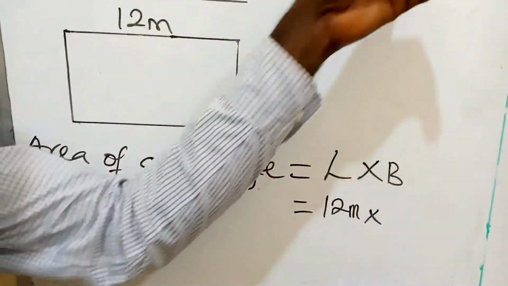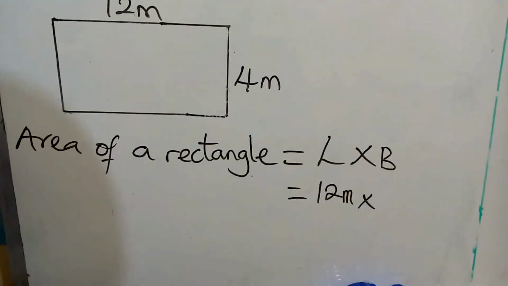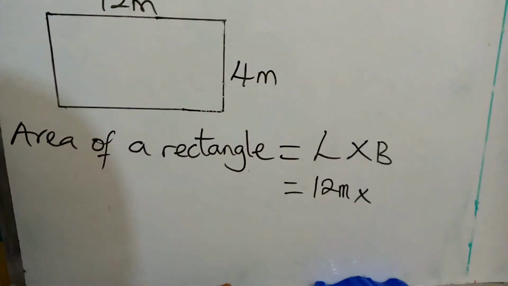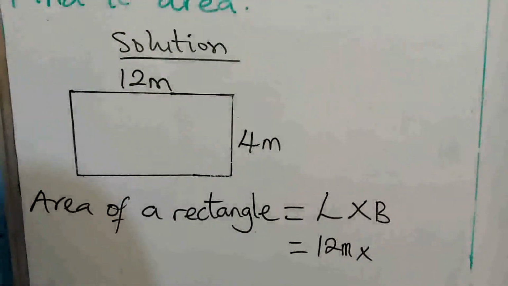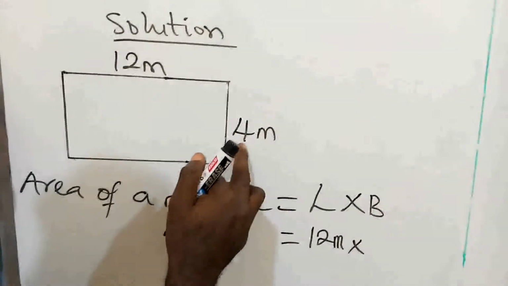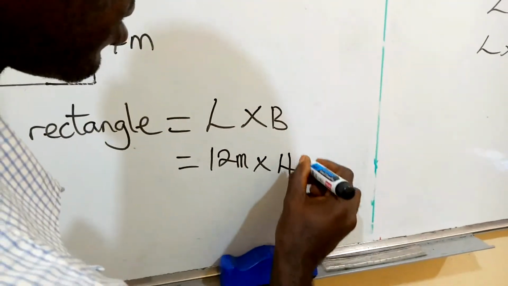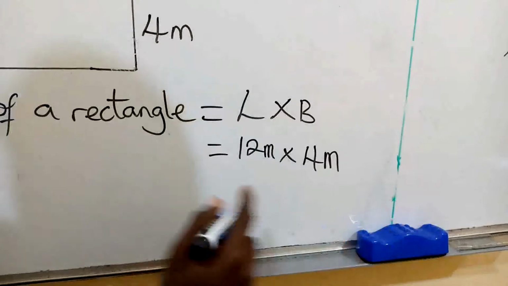Remember I told you that you either use width or breadth. The two can be used interchangeably because they mean one thing: breadth or width. So now our breadth is 4 meters. Alright?